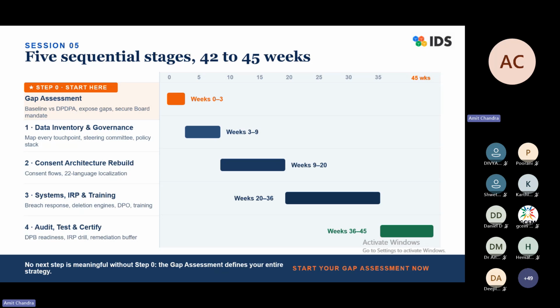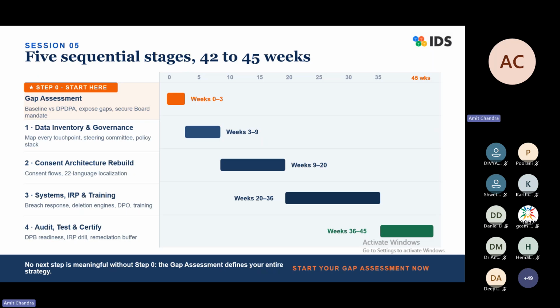Then it's all about data inventory and governance. Based on the gap analysis, we are going to figure out every touch point where there is a gap. We are going to create a steering committee to whom we report and talk about the touch points. We will bring you the policy and best practices. This takes around 3 to 9 weeks. See the timeline, it's almost 6 weeks, around 1.5 months.